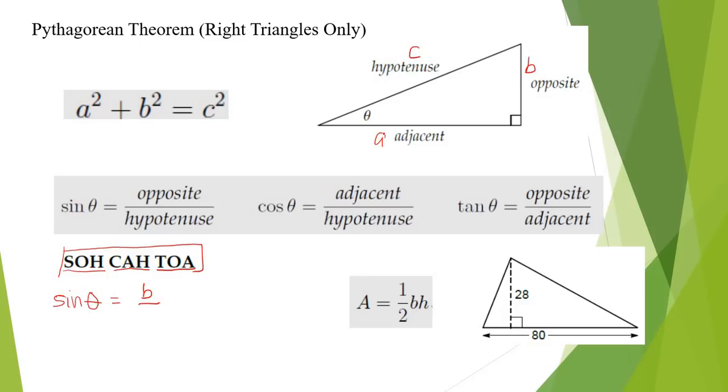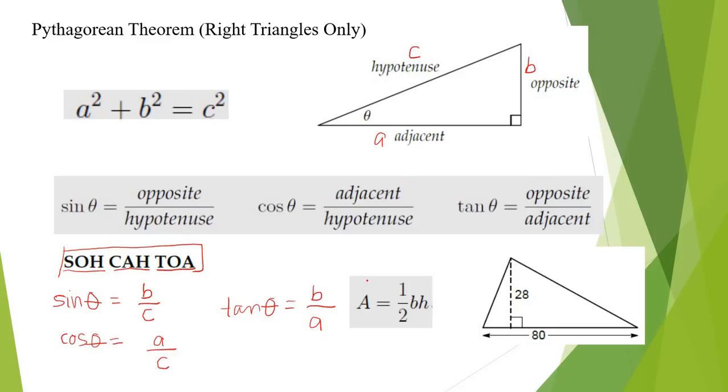So if we wanted to determine sine theta, then if this is our opposite, we have B, then our sine theta would be equal to B over the hypotenuse, which is C. And if we wanted to determine cosine theta, our adjacent is A, our hypotenuse is C. And if we wanted to determine tan theta, then our opposite is B and our adjacent is A.